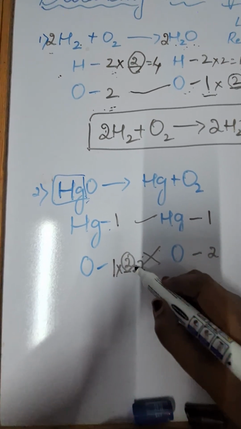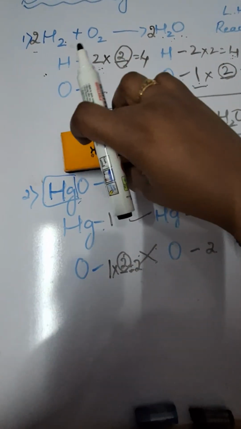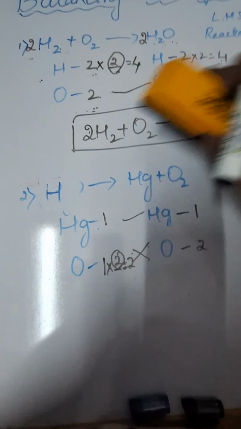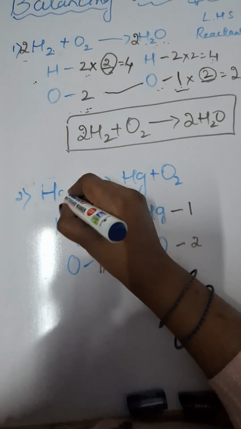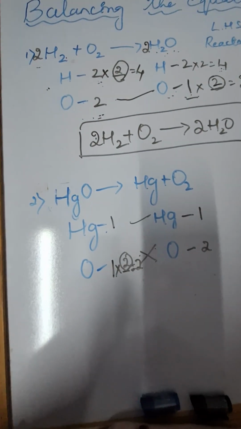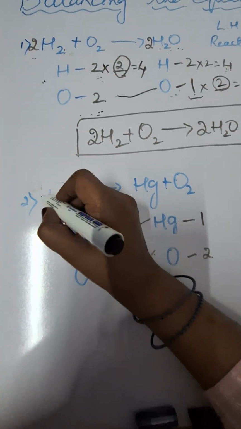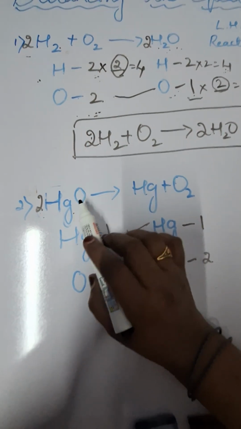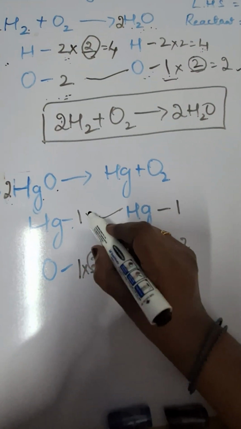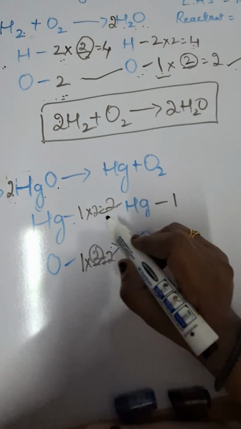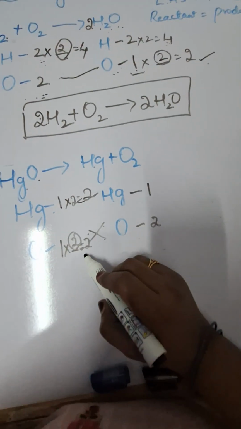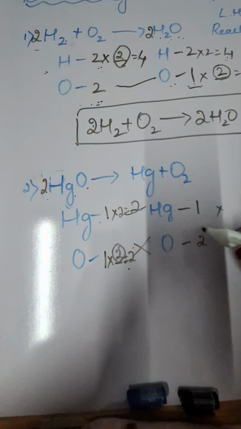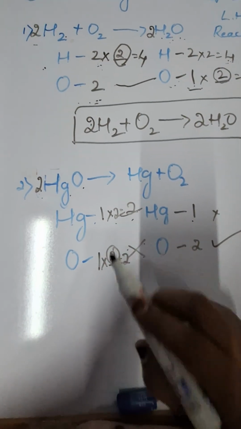Where are we supposed to write this 2? We can't write it down here. So where do we have space to write? Only here. If I write here, this means it is for both Hg and O. So Hg also gets 2, whereas O also gets 2. Now see, this is balanced, whereas this is not balanced. Hg is 1, Hg is 2.